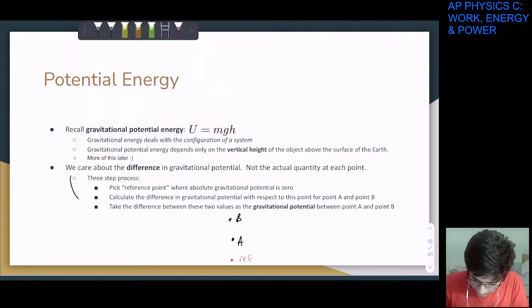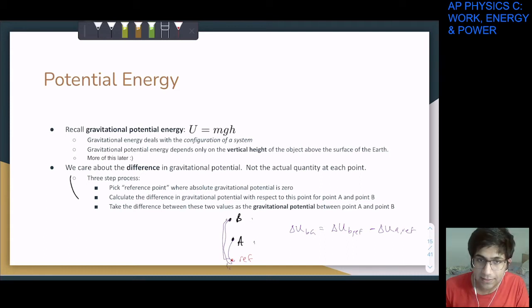Then our change in potential energy from A to B is going to equal what? Well, it'll just be this change here. So change from B to ref minus change from A to ref, right? So here to here minus here to here. That's basically the change from A to B. So it's just this difference minus this difference. You can see we can arbitrarily assign this reference point wherever we want and it won't change our answer. Generally we choose our reference point to be either our starting or final position.